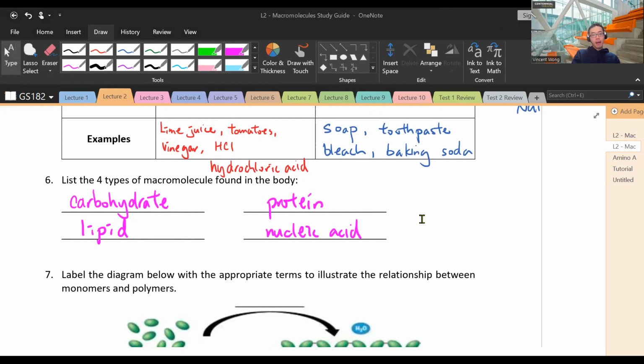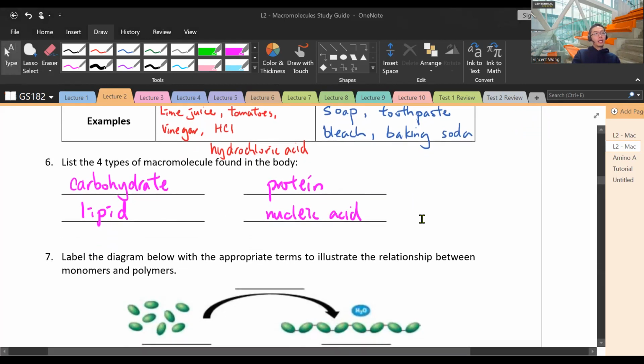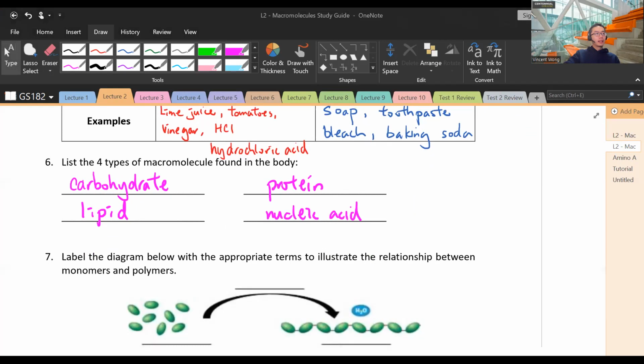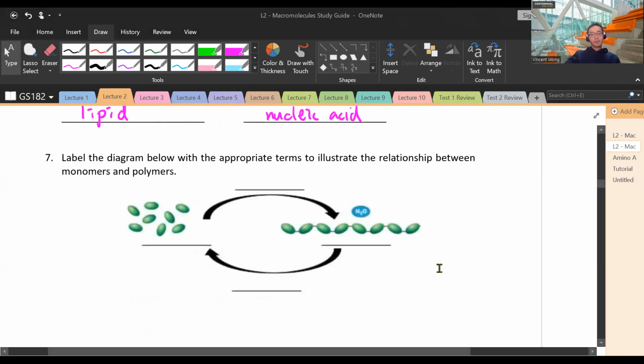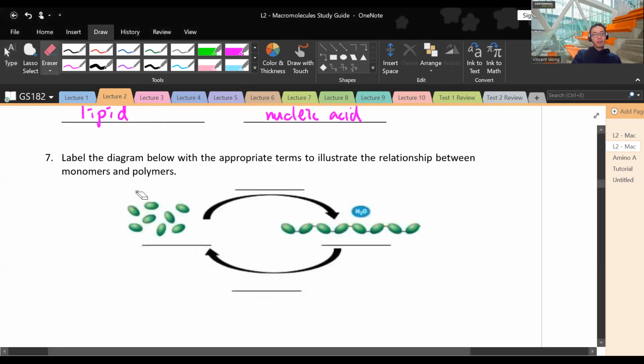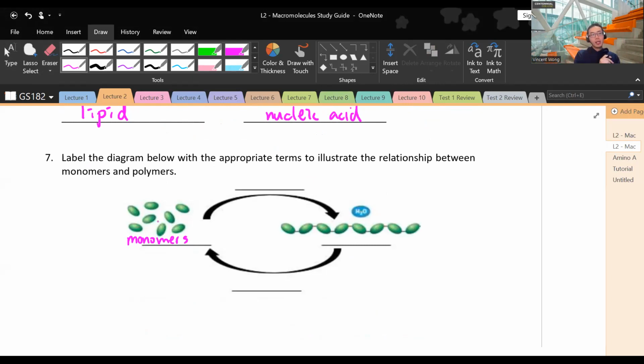Well, each of these macromolecules are polymers, okay? And polymers are basically really long chains of molecules that are made up of repeating units, which we call monomers. So in this diagram here, the individual units on the left represent monomers. You can think of the polymer as a long train, and the train is made up of individual carts.